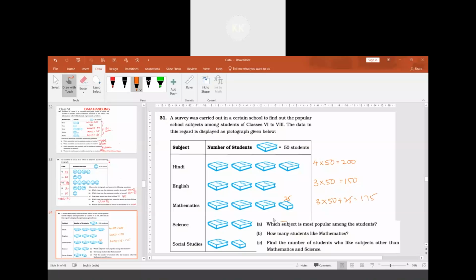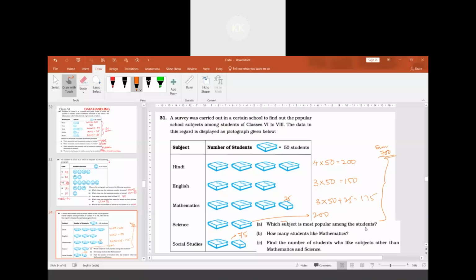For this, it is 200. 100, sir. For this, it is 75. 125. Add all this. What is the Science 100, social studies 75. 700 is the sum.